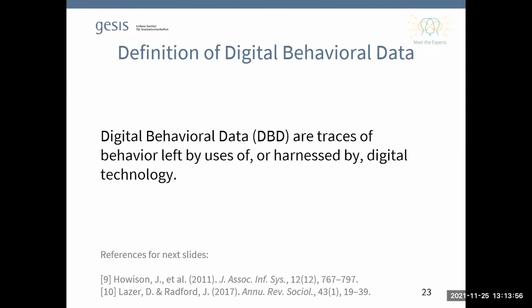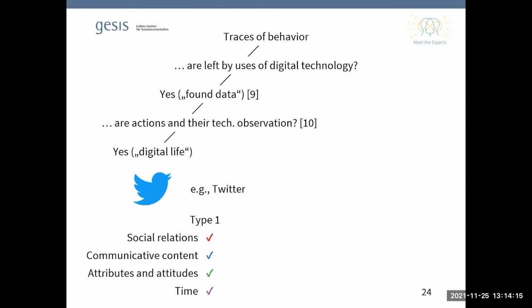Now moving to the definition of digital behavioral data, DBD. DBD are traces of behavior left by the users of digital technology, or in another case, traces harnessed by digital technology. And we'll go into three different types. The first type is where the traces are left by the users of technology. We have come to refer to it as found data. The first distinction is the case where the action is also its technically facilitated observation. This is the first type, and the example is Twitter, because the tweet is actually an operation in the technical system.